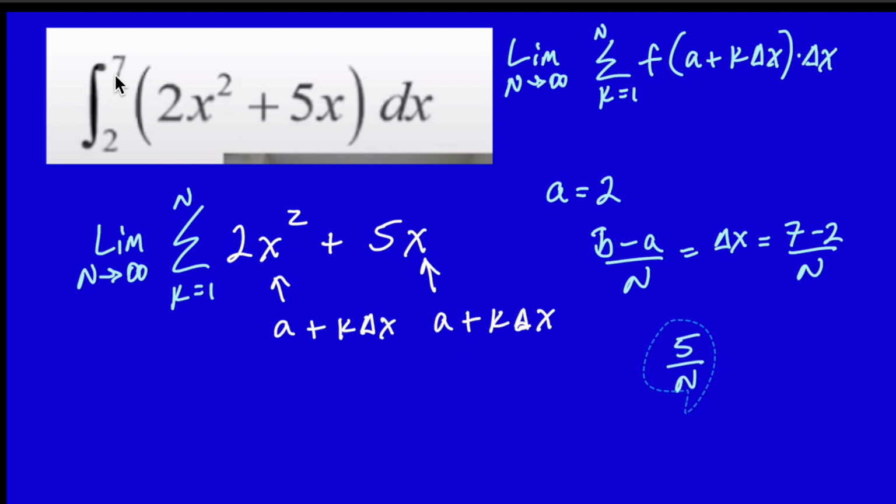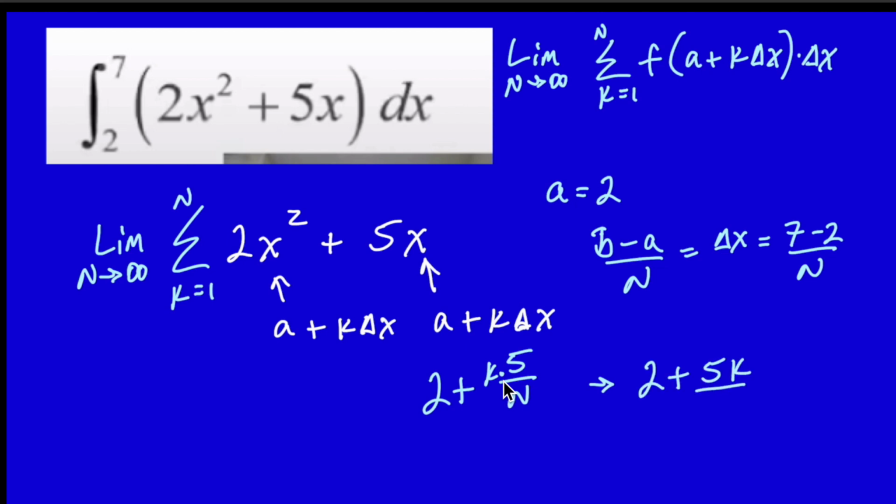So we're going to do k times 5 over n. Here's your a: 2 plus k times 5 over n. And we're going to simplify this to 2 plus 5k over n. Folks, this is what we're going to place into the function instead of x. So let's go ahead and do that.